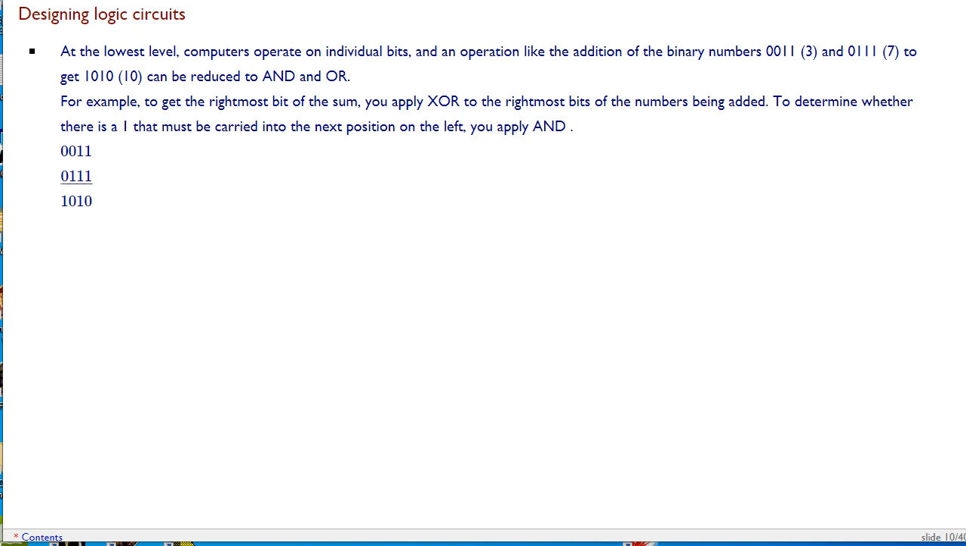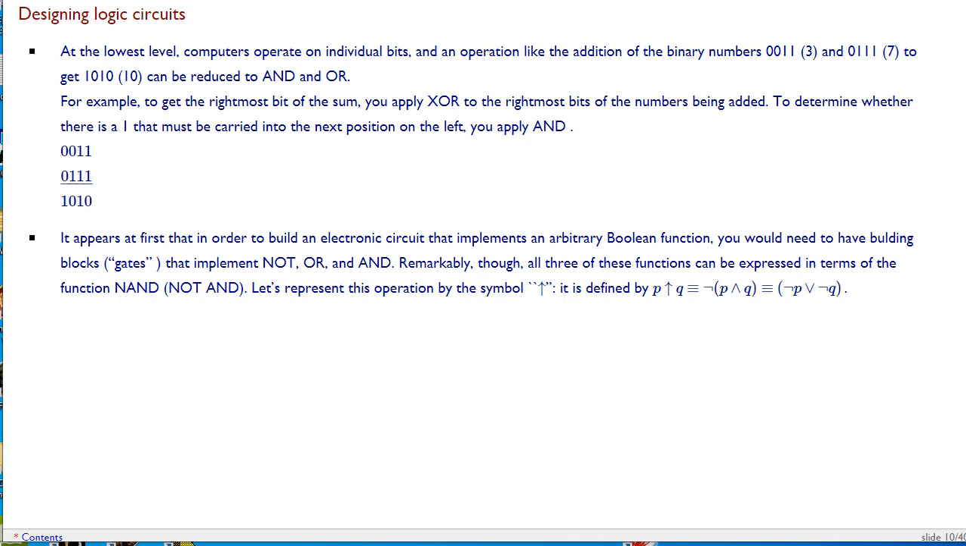Because 1 plus 1 gives me 0, carry 1. To determine whether I get a carry that has to be included in the next operation, I apply the AND operator, which gives me a 1 only if I have 2 1s. So in the next operation, I have 1 plus 1 plus a 1, which is carried. That gives me 1, carry 1. 1 plus 1 is 0, carry 1. 0 plus 0 plus the carry is 1. And that at the lowest level is how computers do addition.